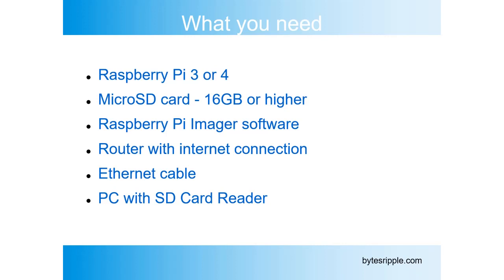Now, take a look at what we need for this setup. You require a Raspberry Pi 3 or 4, an SD card with 16 GB or higher capacity, Raspberry Pi Imager software, which we'll be using to write the Raspberry Pi OS on the SD card, a router with internet connection, an Ethernet cable, and a PC with an SD card reader. For this video, I am using a Windows machine, but if you are working on Mac or Linux, the steps don't really change. You just have to use the respective version of the Raspberry Pi Imager.